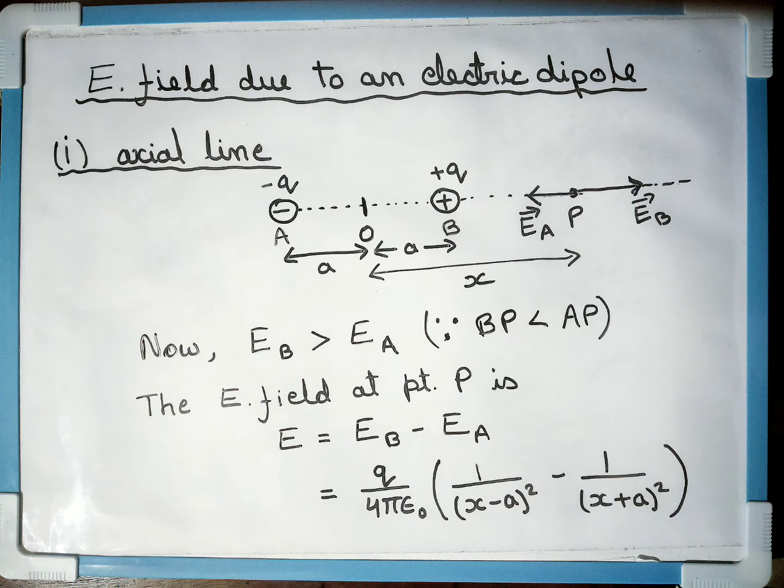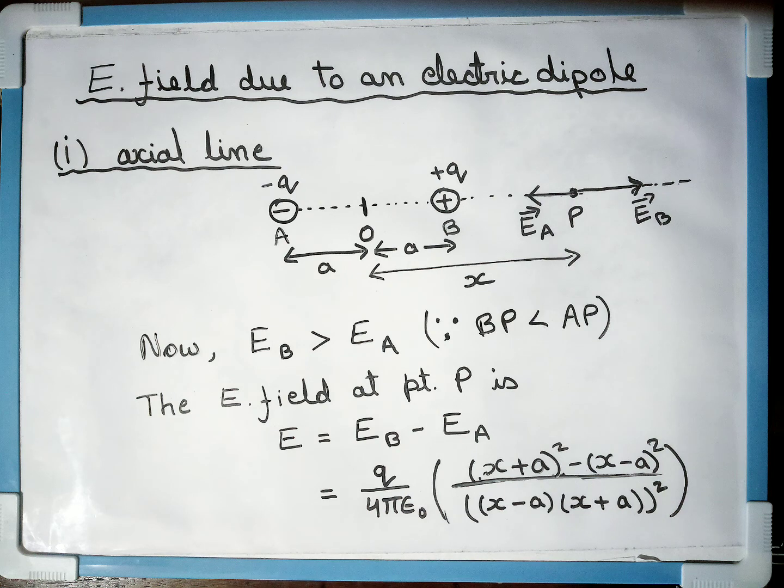Now we shall take the LCM of this, 1 by (x minus A) whole square minus 1 by (x plus A) whole square. So upon taking LCM, we'll have (x plus A) whole square minus (x minus A) whole square divided by (x minus A) whole square into (x plus A) whole square. Now this square in the denominator, we can take it common. So we have (x minus A) into (x plus A), then take common the square.